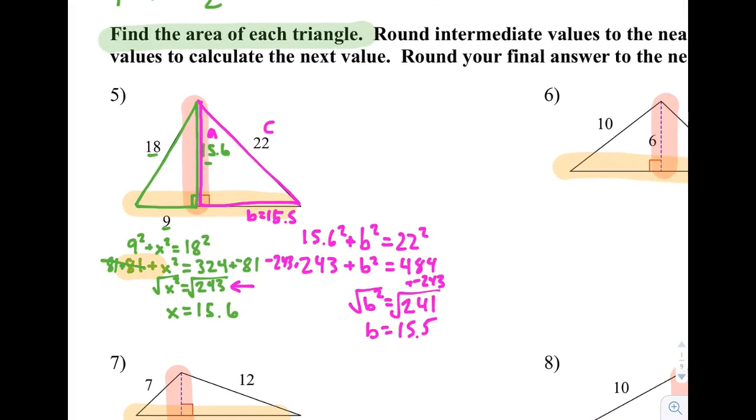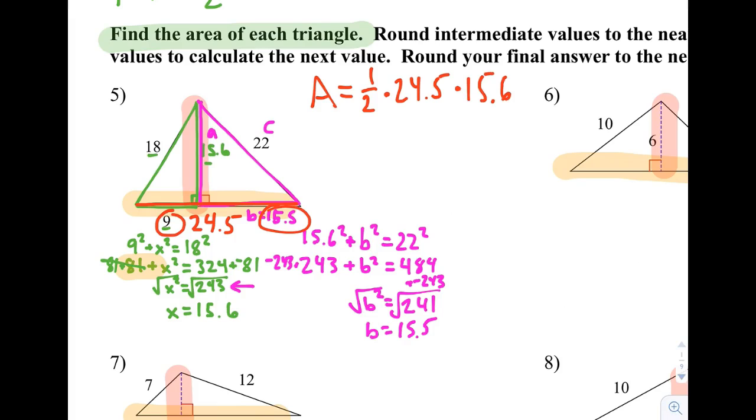Fortunately, we finally have the information we need to put it all together, so now we just got to do it. It wants the base, which we said is this whole orange segment. We know that that orange segment is composed of that 9 and this 15.5 added together. So if we add those two numbers, we end up with 24.5, 24 and a half. And we know the height is 15.6. So our area equals 1/2 times our base, 24.5, times our height, 15.6.